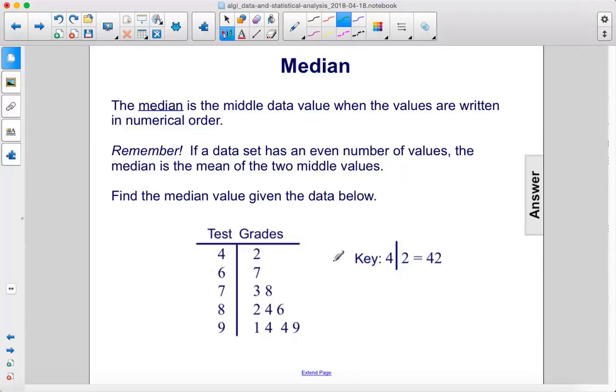Well, the good thing about a stem and leaf plot is that this is already in numerical order. So we just have to work our way to the middle. So we'll cross one off the beginning and one off the end. Beginning, end. Beginning, end. Beginning, end. Beginning, end. And this is our middle number, 84. That's our median.